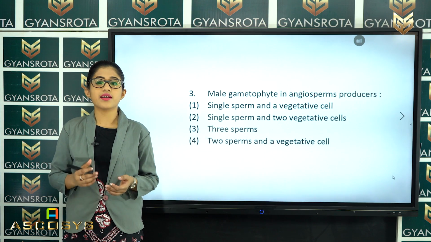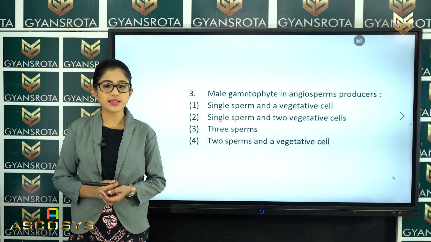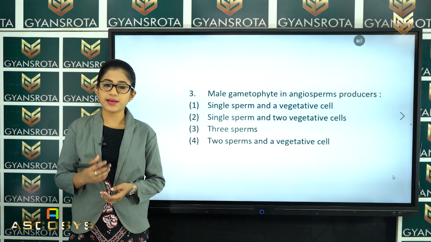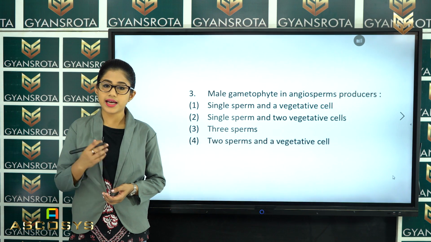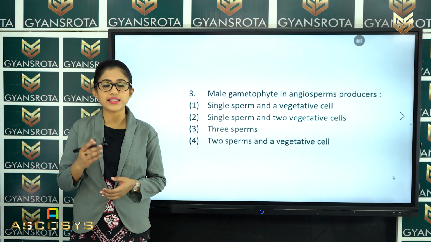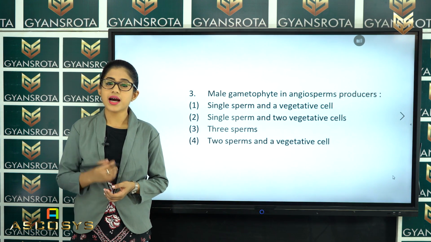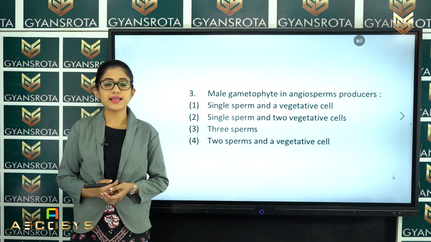Well, this is a very easy question from the chapter Sexual Reproduction in Flowering Plants. There we have discussed the male gametophyte, where it develops into a 3 cell stage. First is the 2 cell stage, composed of the vegetative cell and the generative cell, and after that the generative cell further divides to form the 2 male gametes.